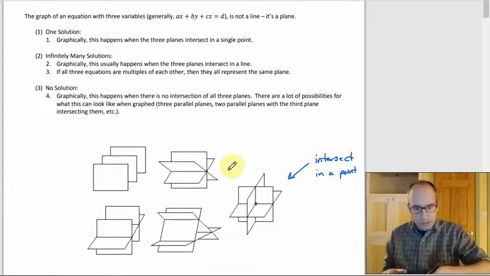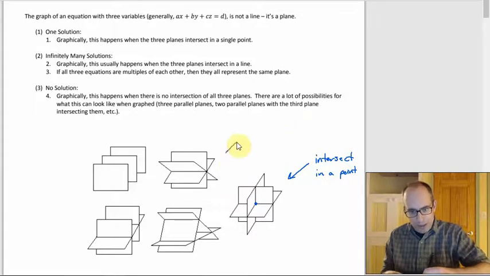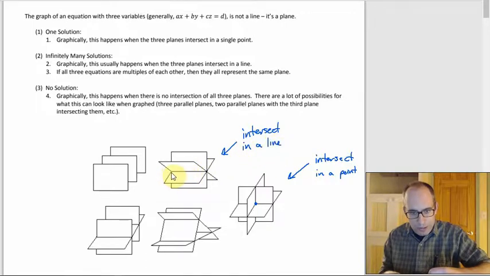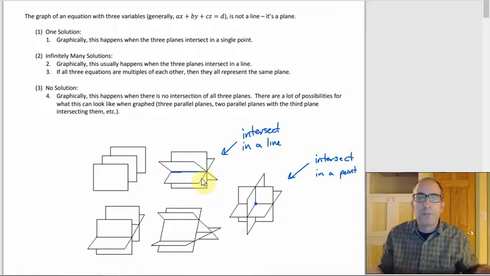which would be like this. So it's this one right here. That's the intersect in a line planes. So these three intersect in a line, which you can see, you can see part of it. It's right here. Right? Because that line that's going right through there, all three planes contain it.